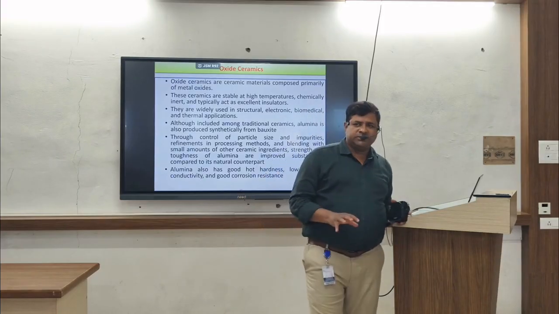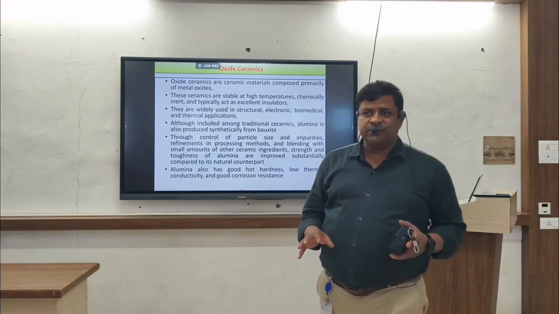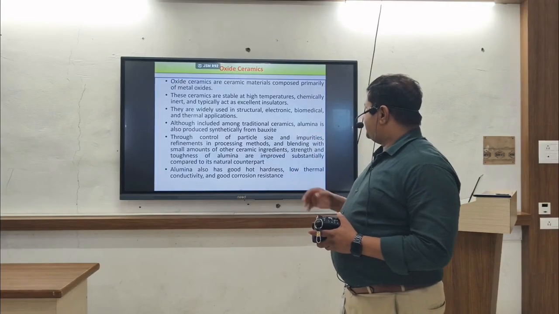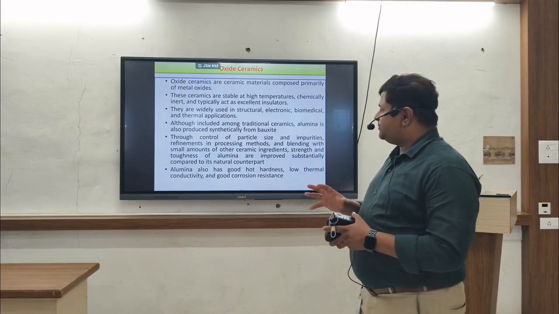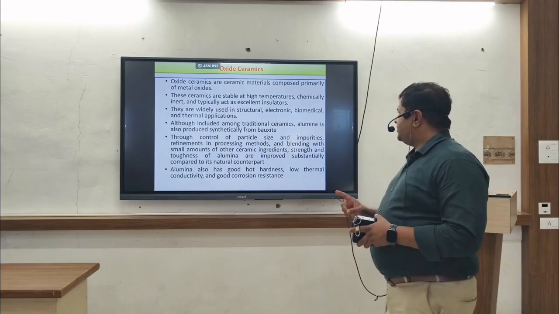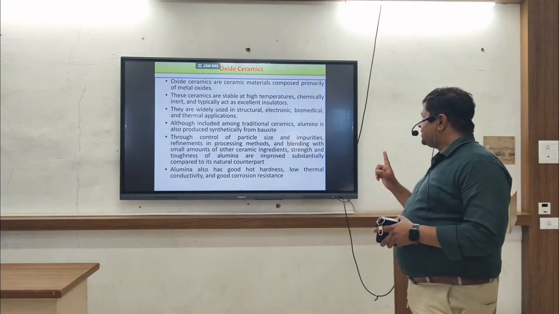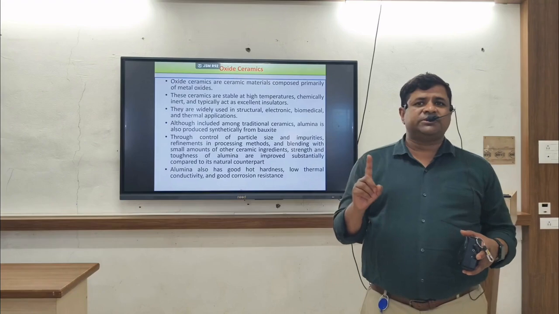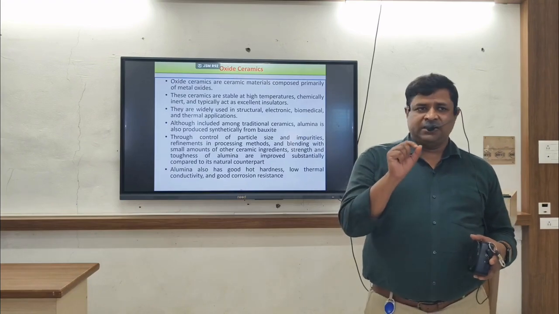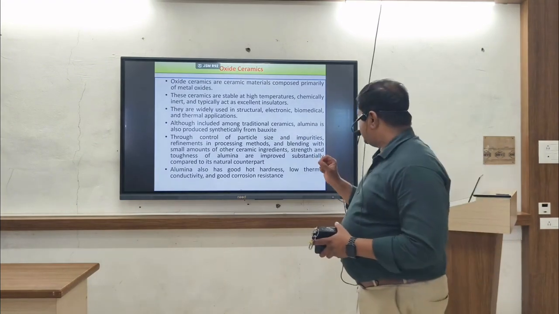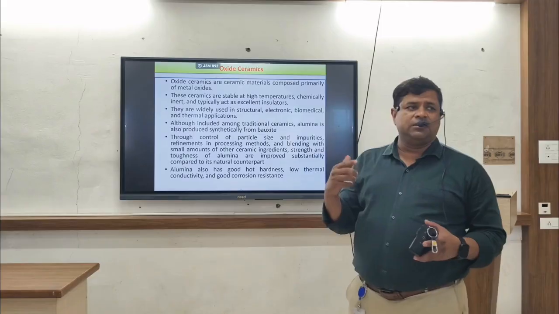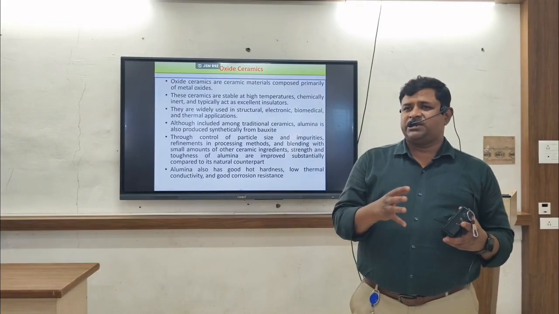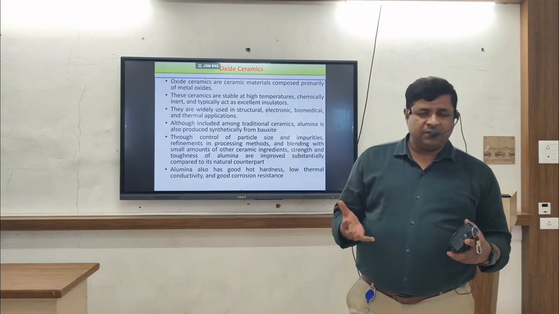Primarily made up of metal oxides like FeO, iron oxide or any metal oxide you can have. Oxide ceramics are ceramic materials composed of primarily metal oxides. These ceramics are stable at high temperature, chemically inert and typically act as an insulator. So whatever the oxide ceramics are there, they are chemically inactive or they will not react with any chemical solution. So that's why they are having application in chemical storage as well.